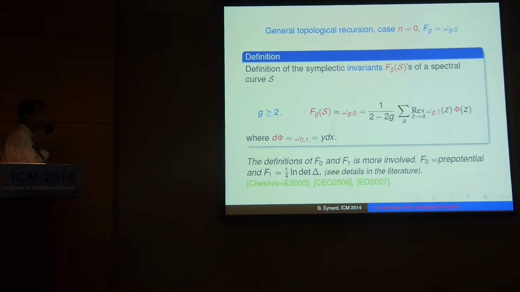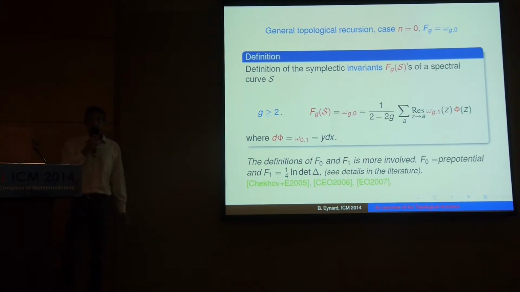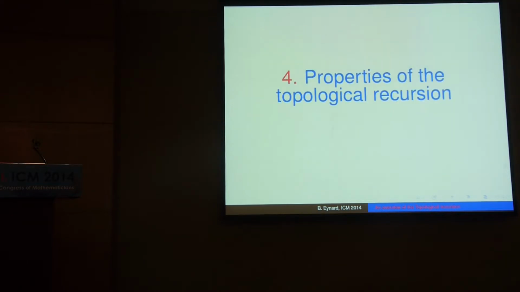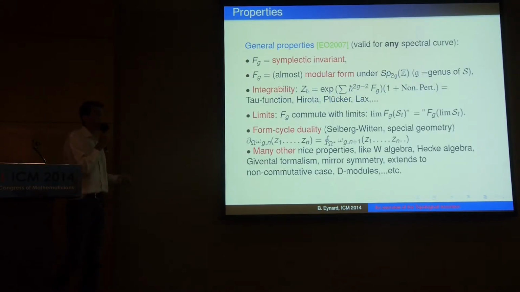Well, why are those definitions interesting? We have seen that Mirzakhani's recursion is a particular case of that, so one specialization is Mirzakhani's recursion. I mentioned that those recursions also appear in the large size expansion of random matrices. But then, what can we say more about that recursion? One reason it's interesting is because it has many beautiful properties.